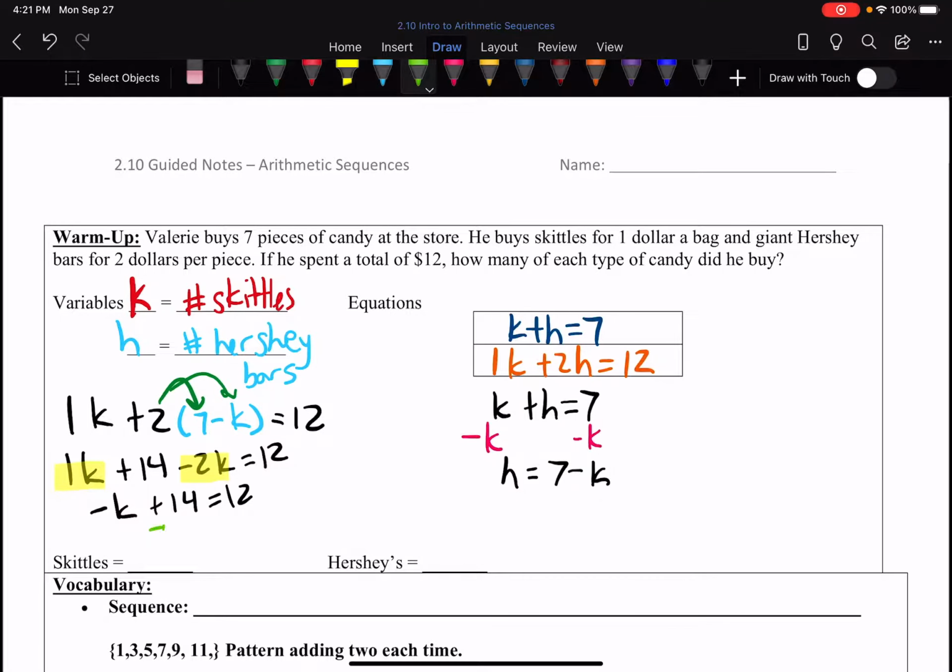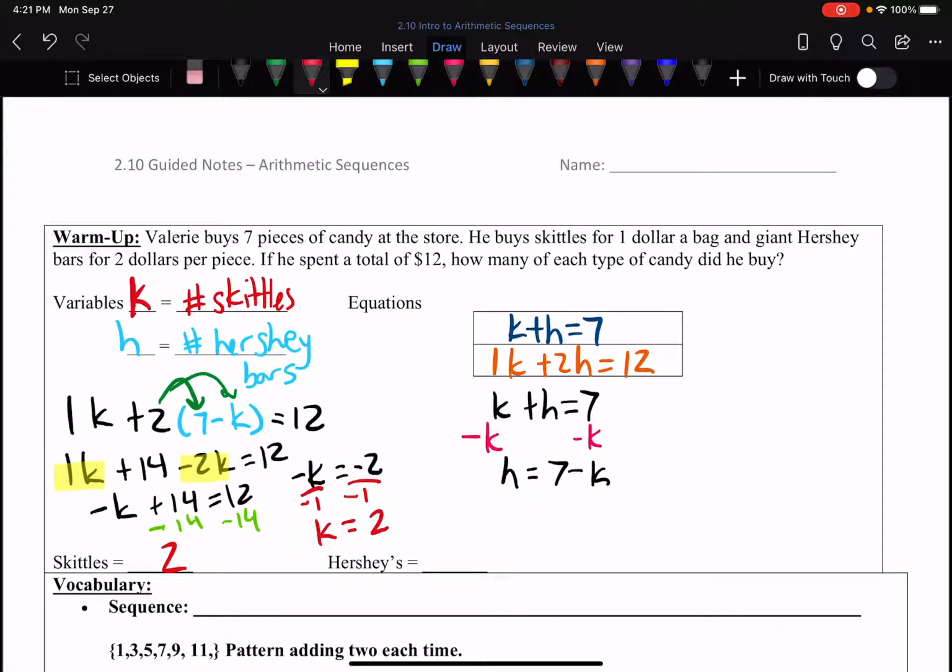Now I can subtract 14 from both sides. So that gives me that negative K is equal to negative 2. And the last step to solve for K is I'm going to divide by negative 1 on both sides to get that I have a total amount of 2 bags of Skittles.